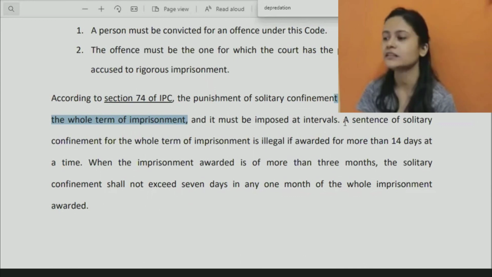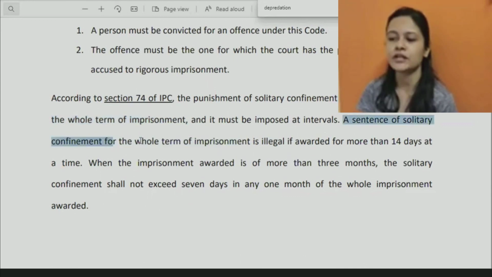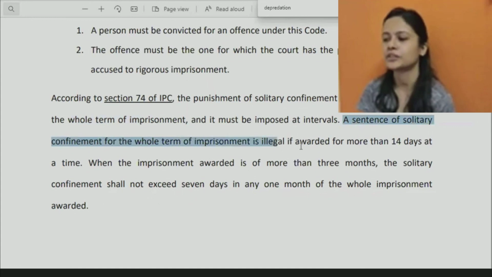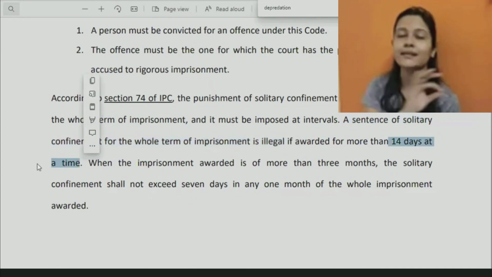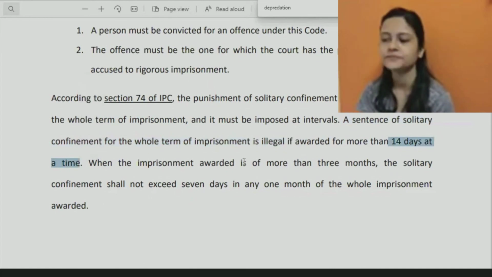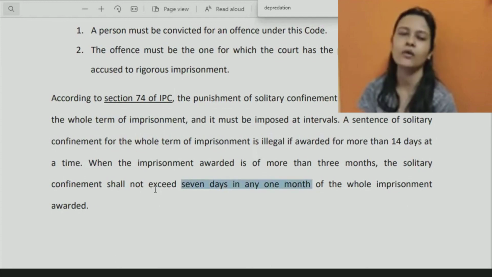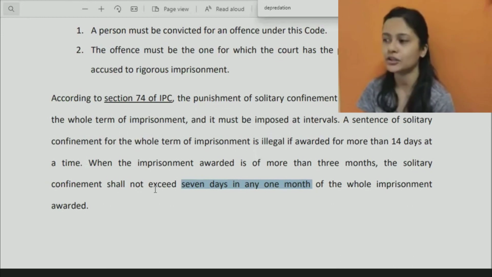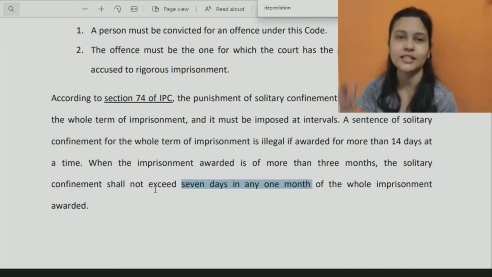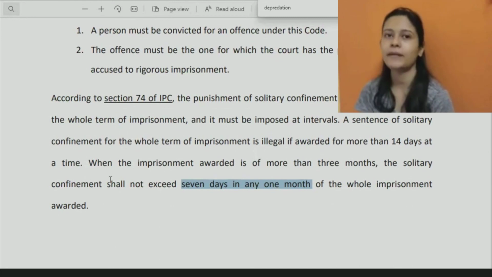What kind of intervals? A sentence of solitary confinement for whole term of imprisonment is illegal if awarded for more than 14 days at a time. 14 days maximum at one time. When the imprisonment awarded is of more than 3 months, solitary confinement shall not exceed 7 days in any month of the whole term. So there are all these guidelines that need to be followed to ensure that solitary confinement is able to serve its purpose. It is not having an adverse effect on the person.